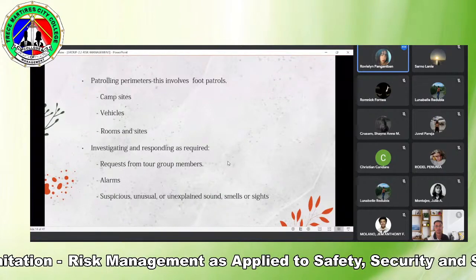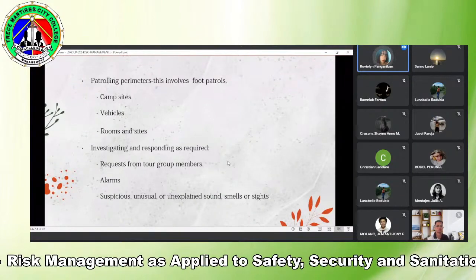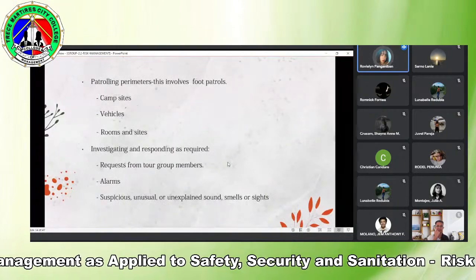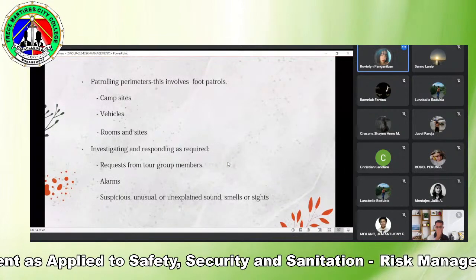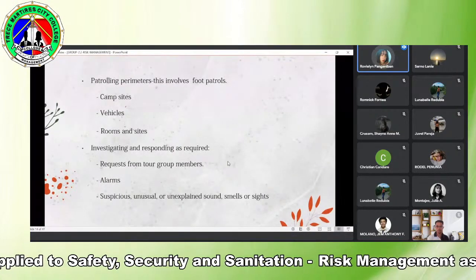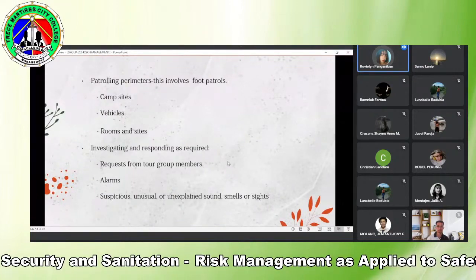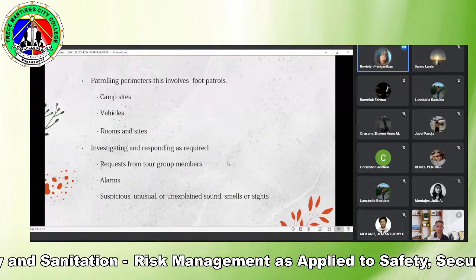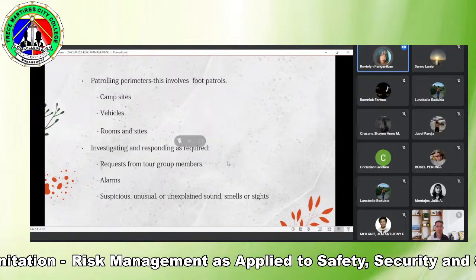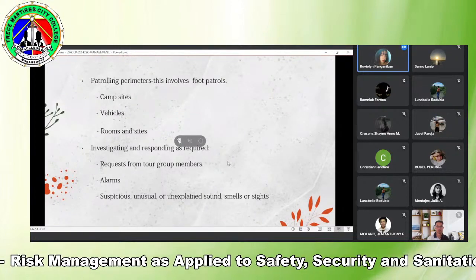Patrolling perimeters. This involves foot patrols, campsite, vehicles, room and site. So yun nga, for the safety of everyone, kailangan natin mag-patrol para makita natin just in case kung may hindi magandang nangyayari doon, kung may problema ba.